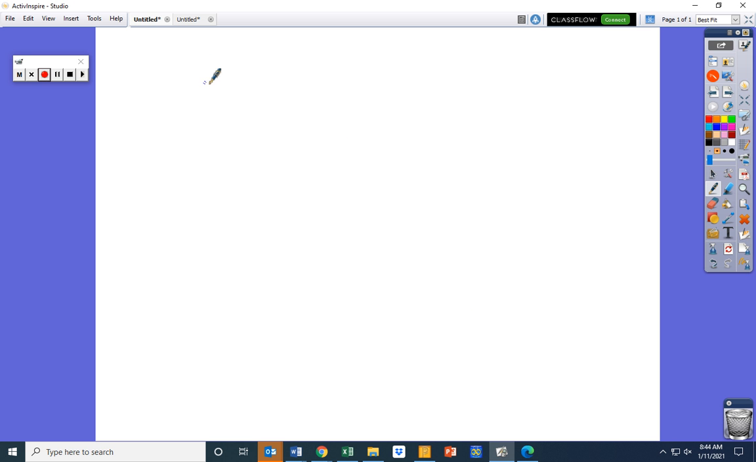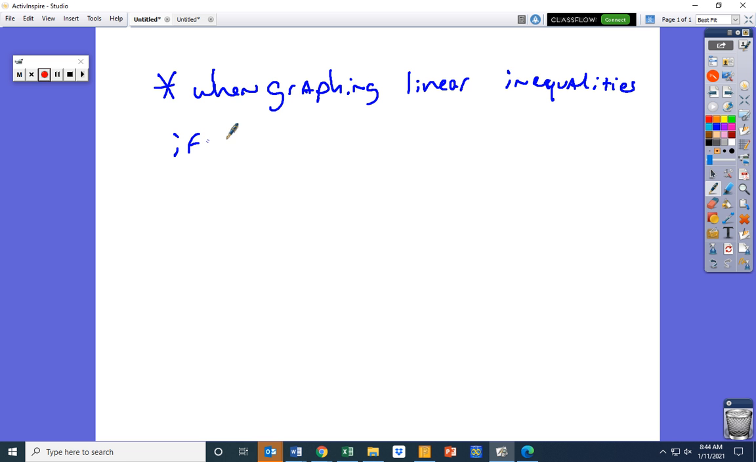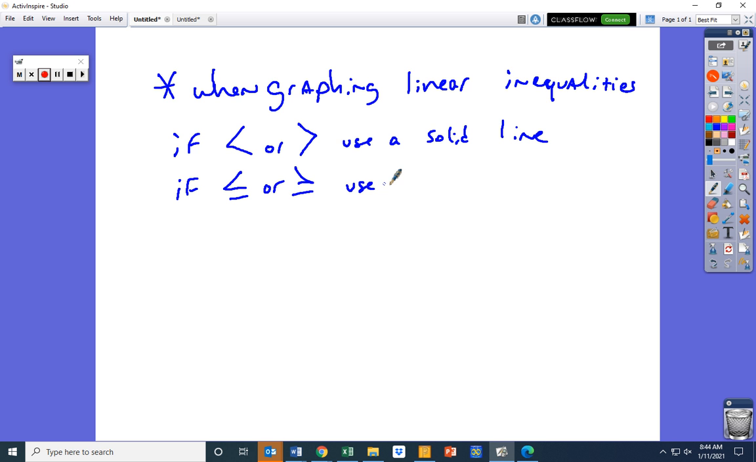Okay. So when you're graphing, and this is kind of important, these are all going to be linear. Meaning, when I say linear, what does that mean? They form a straight line, okay? When graphing linear inequalities, if there is a less than or greater than, use a solid line, okay? Use a solid line. If less than or equal to or greater than or equal to, use a dotted line.